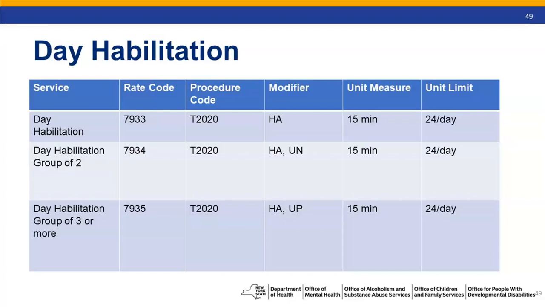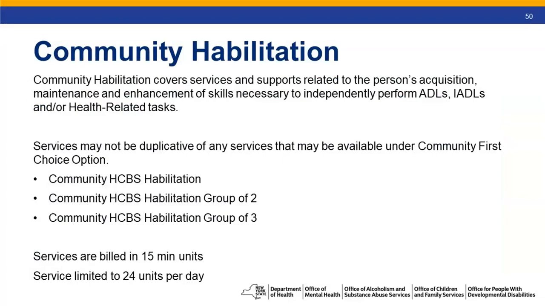They're 15, and the limit is 24 units per day. Community rehabilitation covers services and supports related to the person's acquisition, maintenance, and enhancement of skill necessary to independently perform ADLs, IADLs, and/or health-related tasks. These services may not be duplicative of any services that may be available under Community First Choice option. It is divided again into individual or group, and as before, a group of 2 or 3. And similar to before, it is a 15-minute unit measure with a 24-unit per day limit.